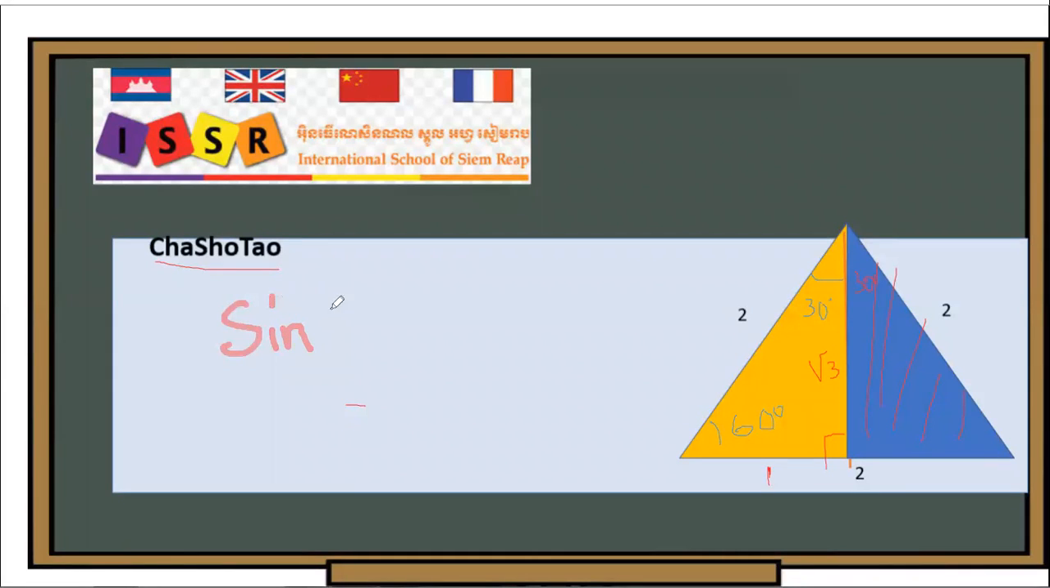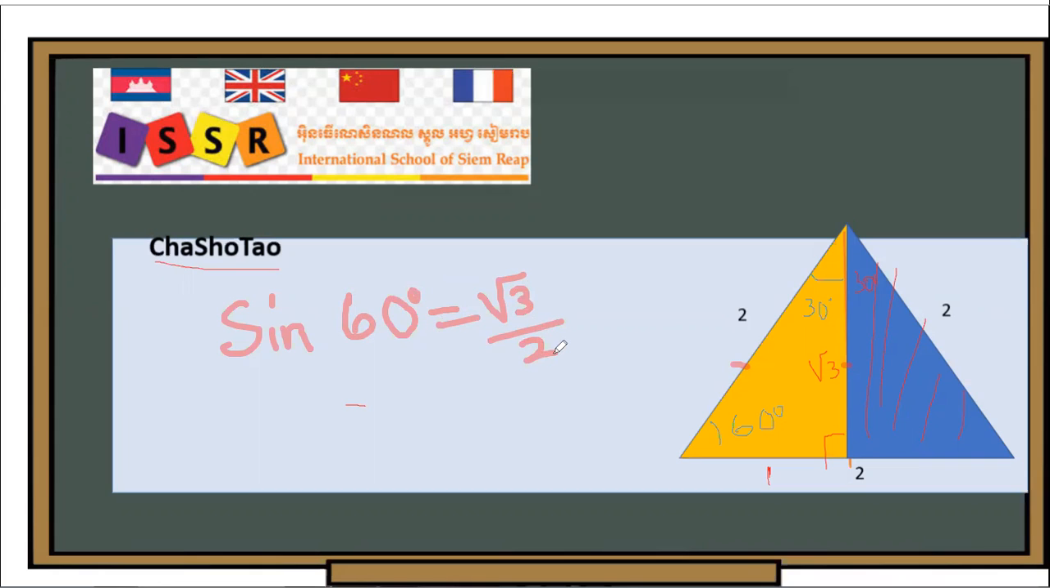Sine theta is equal to opposite over hypotenuse. The opposite is this one, over the hypotenuse, which is 2. So sine 60 degrees is equal to opposite over hypotenuse. The opposite is root of 3, over 2.